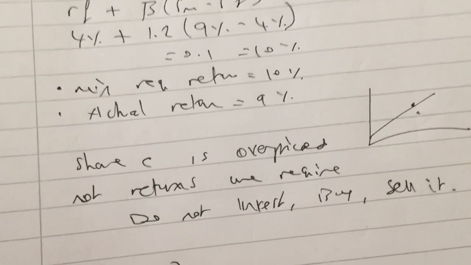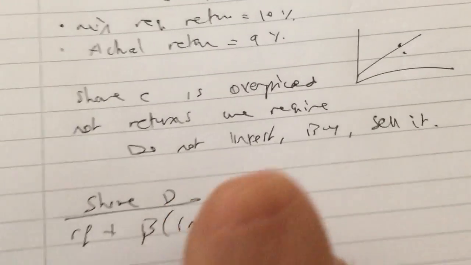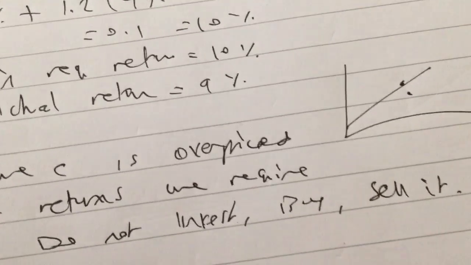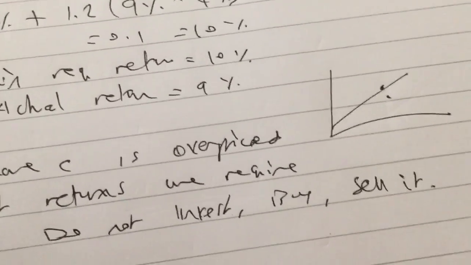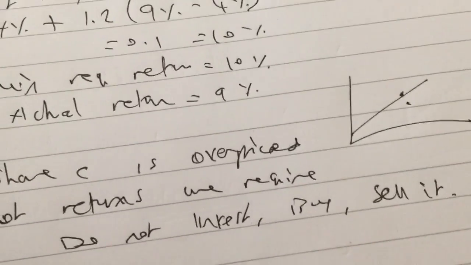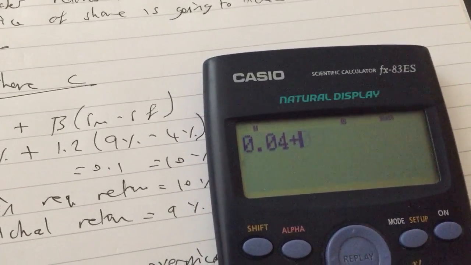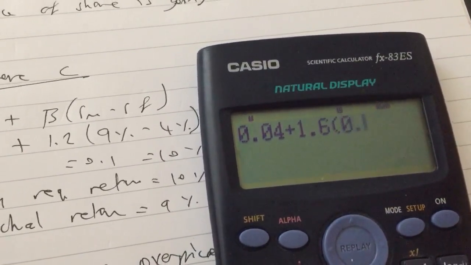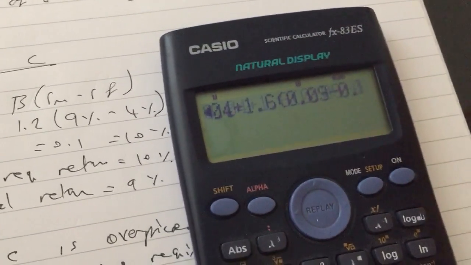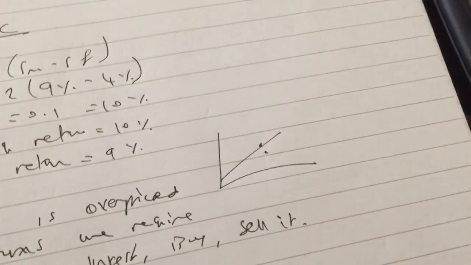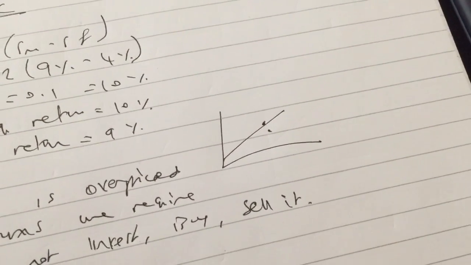Share D. Look at share D. Same formula, RF plus beta, RM minus RF. RF is 4%. They've given us that in the question. Beta for share D is 1.6. RM 9% minus 4%. Put it into the calculator. 0.04 plus beta 1.6 times 0.09 minus 0.04 equals 0.12, equals 12%.